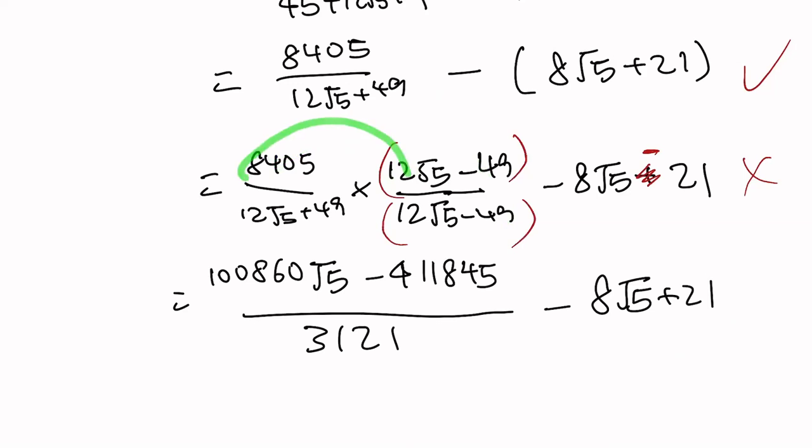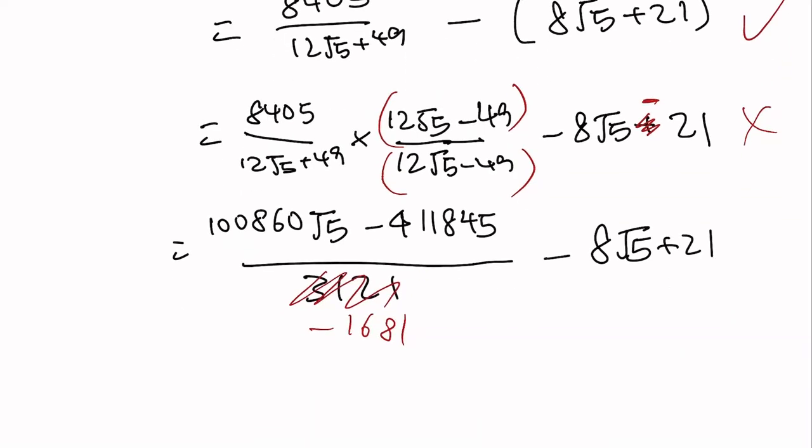So 8405 times 12 root 5 is 100,860 root 5. Okay, and 8405 times negative 49 is negative 411,845. Yes. Then this guy, A plus B, A minus B. Just use a calculator to do this. If you want, you can also type in (12 root 5) bracket squared minus 49 squared, and you end up with negative 1681. I think you keyed in wrongly.